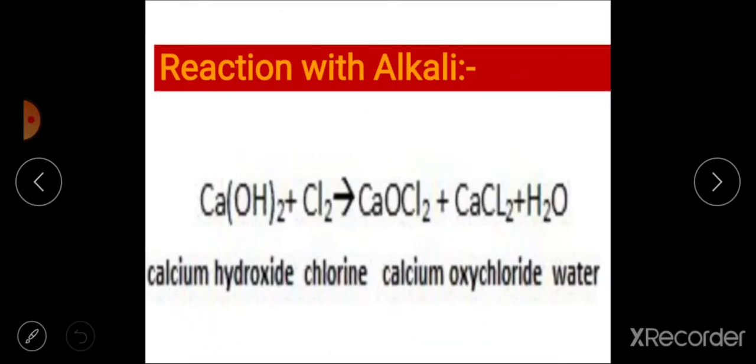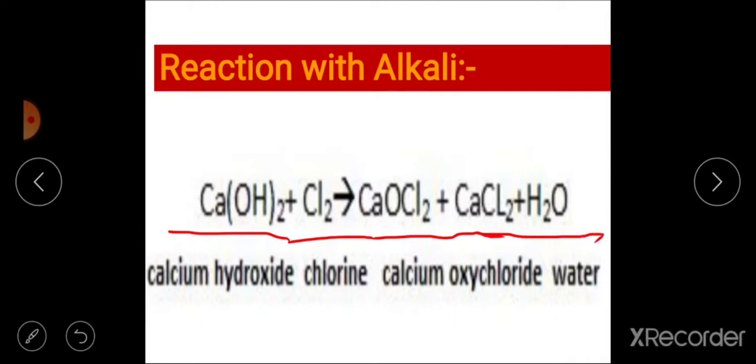Then next is reaction with alkali. Calcium hydroxide reacts with chlorine to form CaOCl2, which is bleaching powder, calcium hypochlorite, plus CaCl2, calcium chloride, and H2O is produced. This CaOCl2 is the bleaching powder, calcium hypochlorite.